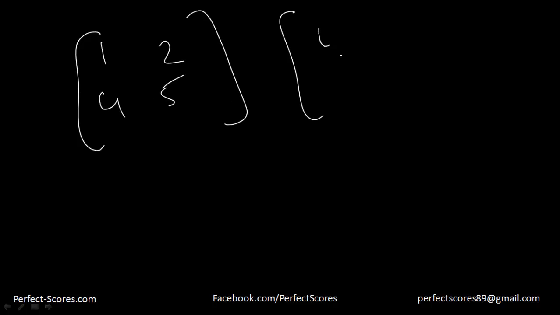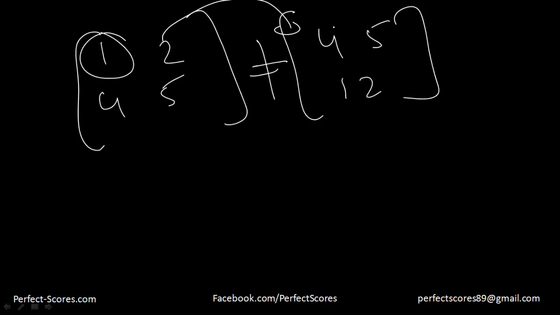Another very typical example, let's suppose this and this. These matrices are also not equal because 1 does not correspond to 4 and 2 does not correspond to 5. So this is the equality of matrices. I suppose you're understanding this point, guys. So that'll be about this video.